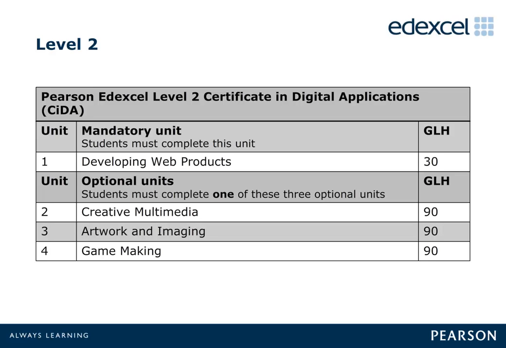Next Generation CiDa at Level 2 is taught over 120 guided learning hours and comprises 2 units. 1 externally assessed unit with a practical exam, worth 25% of the total assessment, and 1 internally assessed optional unit, worth 75% of the total assessment. There are 3 optional units to choose from.